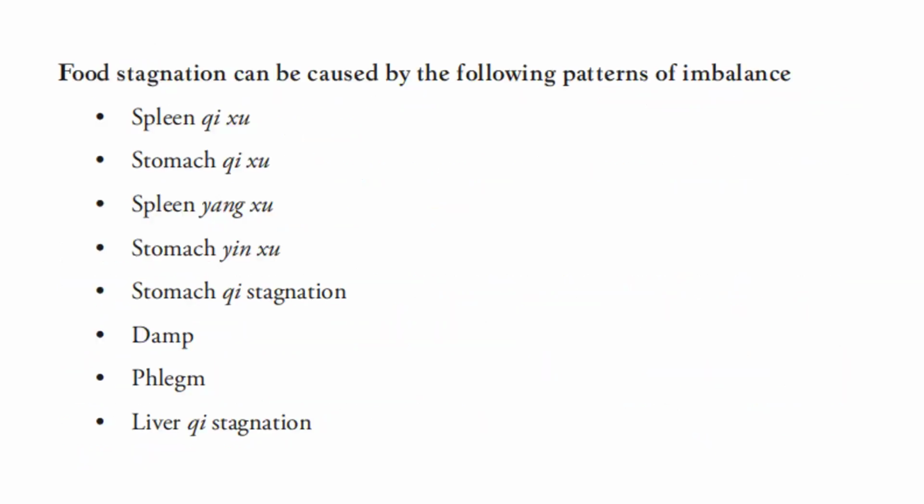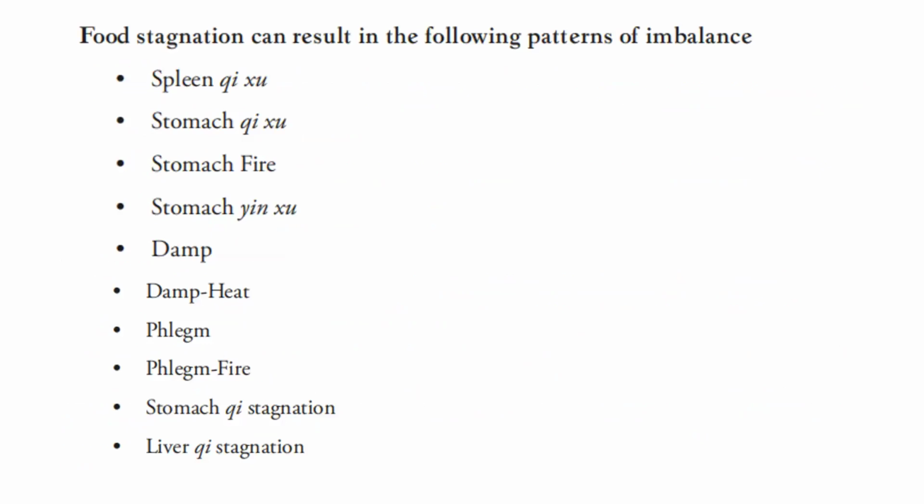Food stagnation can be caused by the following patterns of imbalance: spleen qi shu, stomach qi shu, spleen yang shu, stomach yin shu, stomach qi stagnation, damp, phlegm, liver qi stagnation. The food stagnation can result in the following patterns of imbalance: spleen qi shu, stomach qi shu, stomach fire, stomach yin shu, damp phlegm, phlegm fire, stomach qi stagnation, and liver qi stagnation.